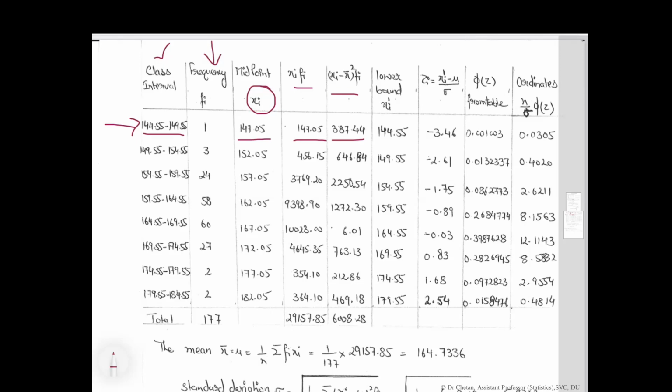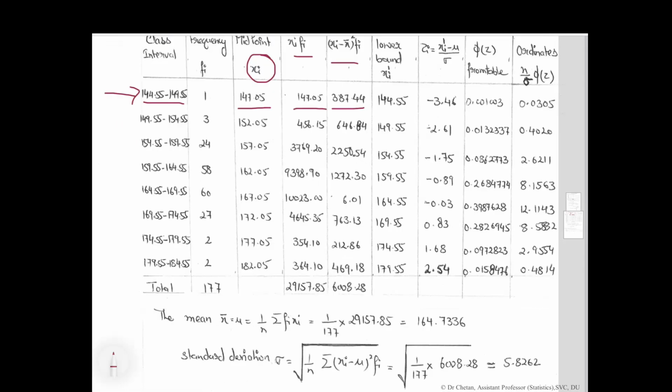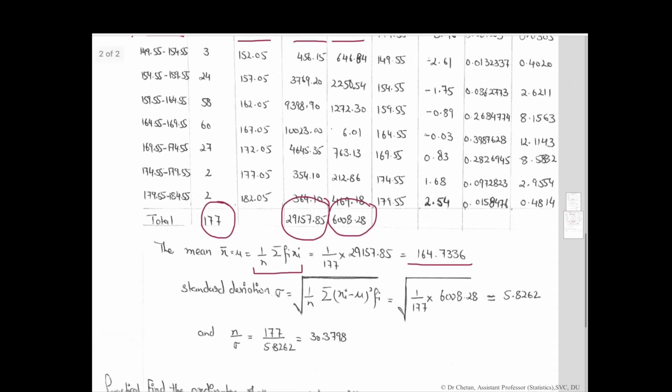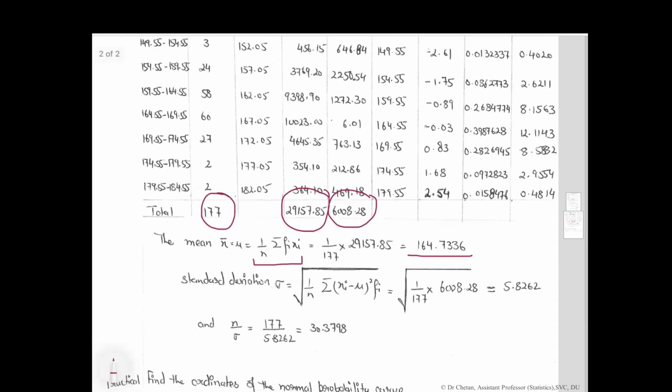Now see, for finding out the mean, we need to find the sum of xi fi, and for finding out the standard deviation, we need the sum of (xi minus x bar) whole square into fi, which is given by this quantity. And for finding out the small n, we need the sum of fi's, which is given by this quantity. Therefore, the mean is given by this quantity. Similarly, the standard deviation is equal to this quantity.